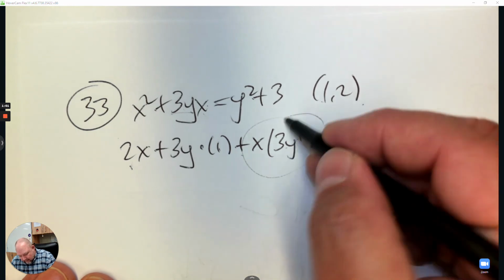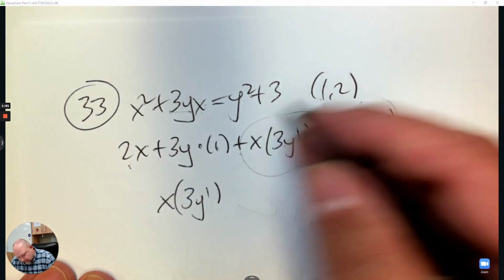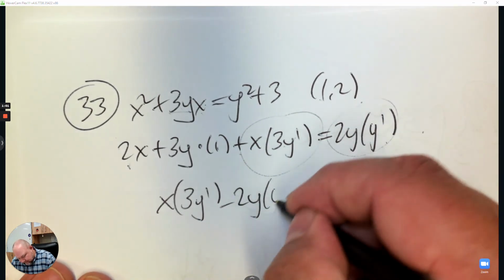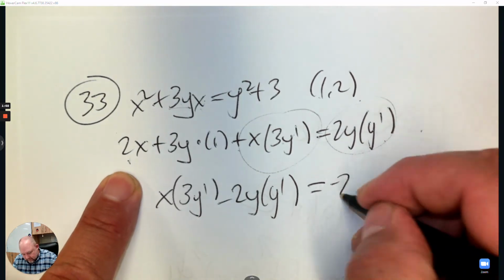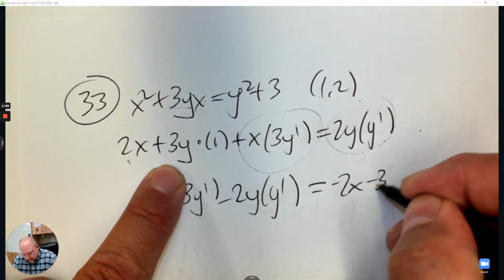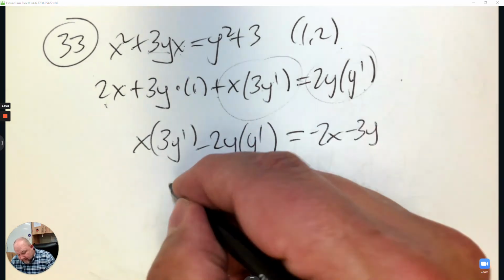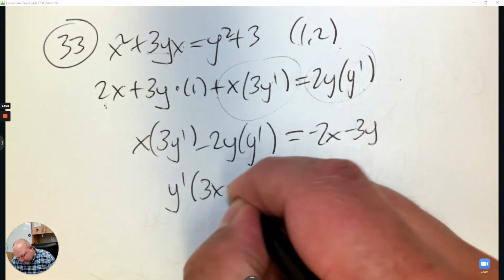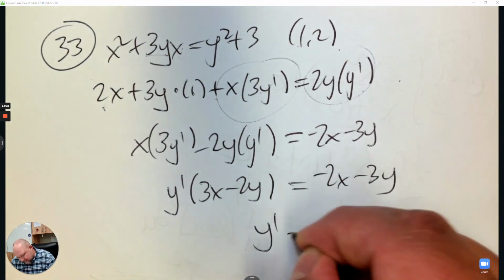If it has y primes, they're going to be put together. If it doesn't have a y prime, it's going to the other side. So I'm going to subtract 2x and subtract 3y. And then I'm going to factor out a y prime and divide.